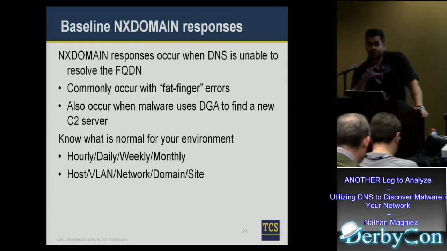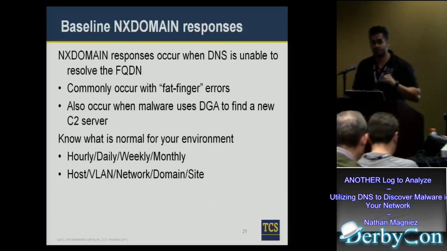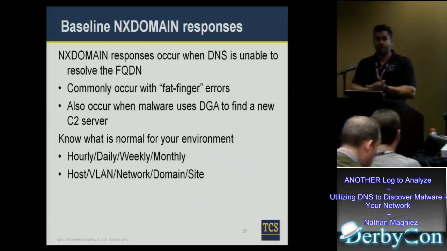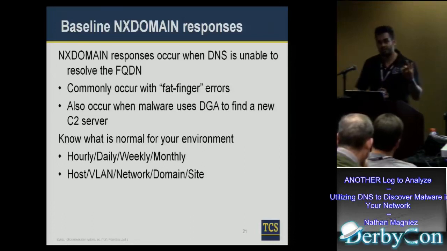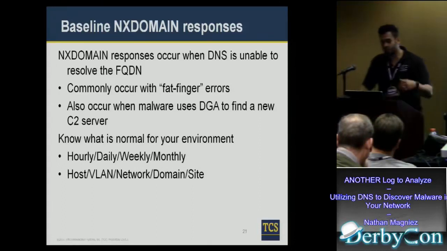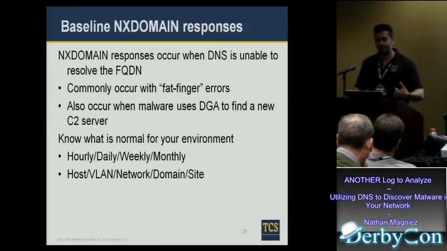Like I said before, when the DGA goes out, it's going to send a splurge of different domain names to request to try to contact its C2 server. If it did 10, 9 of 10 will probably fail, and you'll have 1 successful. That's the one we need to identify as well. But those 9 others should be a clue for us as well, too. All right, so know what is normal, again, for your environment, either hourly, daily, weekly, monthly, or per host, VLAN, and so on and so forth.